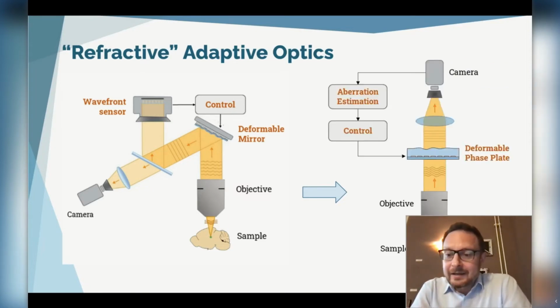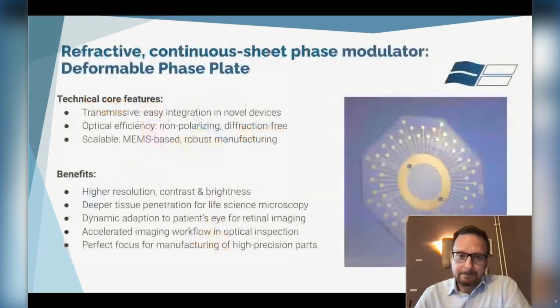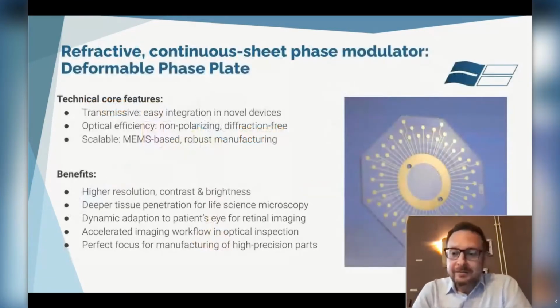We have a high-resolution continuous surface refractive element we call deformable phase plate, and that allows us to create a microscopic AO system completely inline. Our core technology that allows that we call the deformable phase plate. It is transmissive. The actuation is inside the aperture. It is non-polarizing, virtually diffraction-free, and can be produced using MEMS processes.